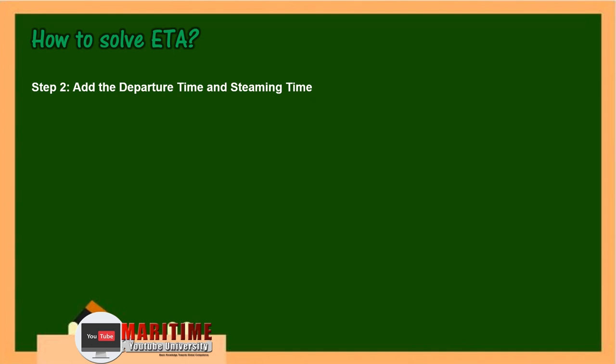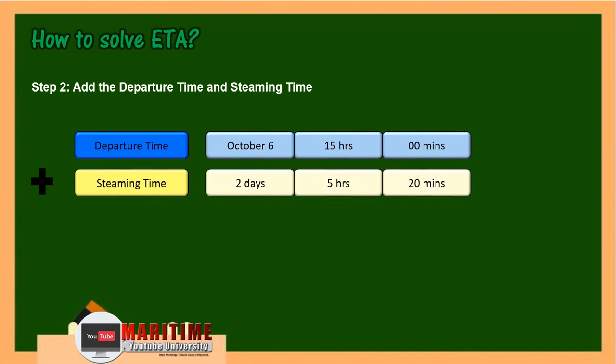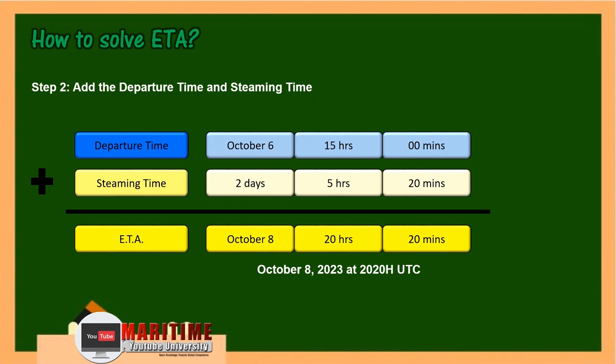Now, to solve for the ETA, add the steaming time and the departure time. Our departure time is 6th of October, 1500 hours, plus the steaming time, 2 days, 5 hours, and 20 minutes. Therefore, the estimated time of arrival is 8th of October, 2023, at 2020 hours.